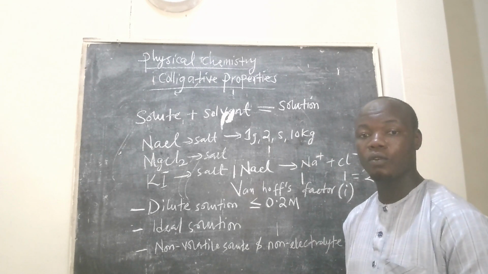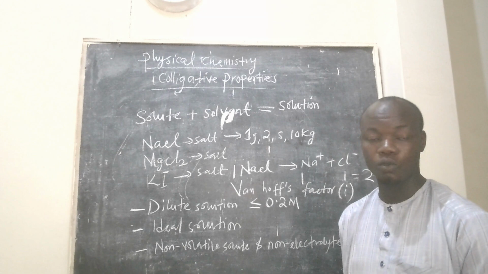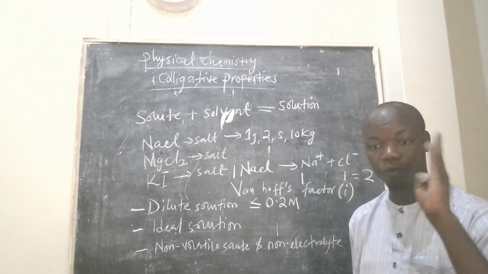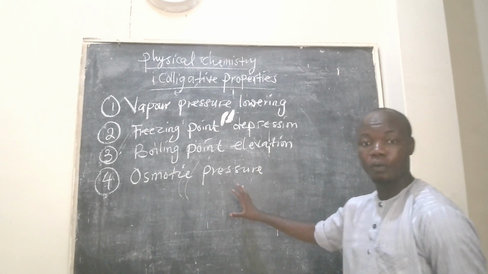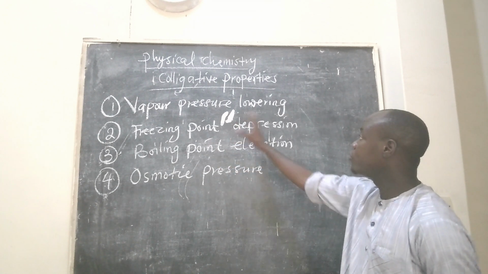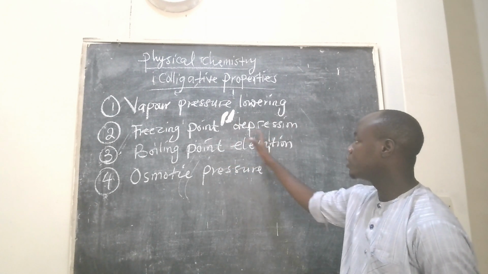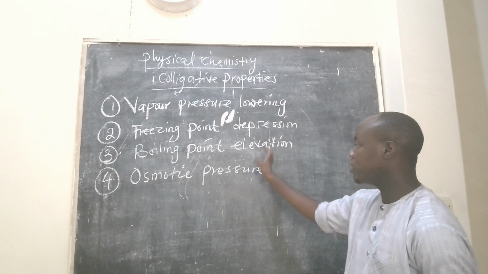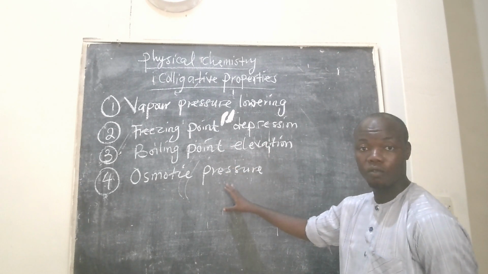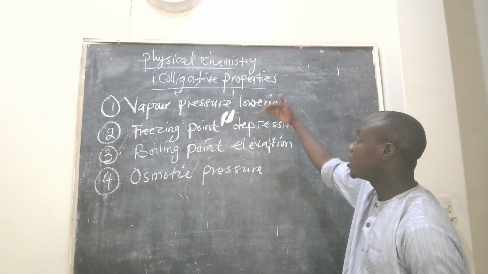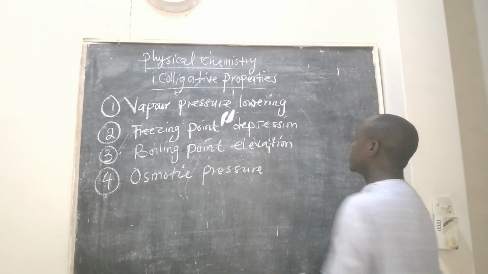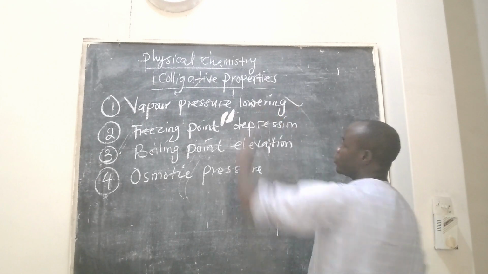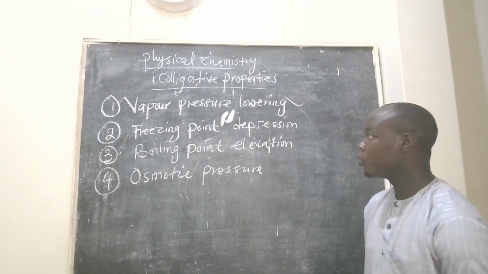So now we are going to look at the colligative properties. Basically we have 4 colligative properties. We have vapor pressure lowering, freezing point depression, boiling point elevation, and then we have osmotic pressure. So we are now going to look at these colligative properties one after the other. So now we are going to start with vapor pressure lowering.